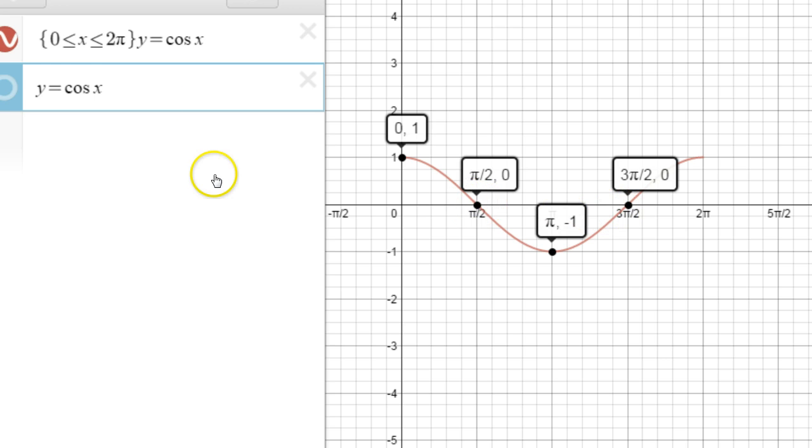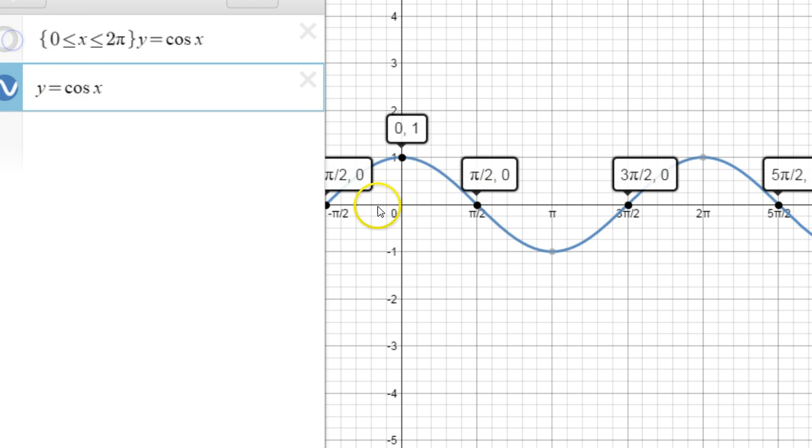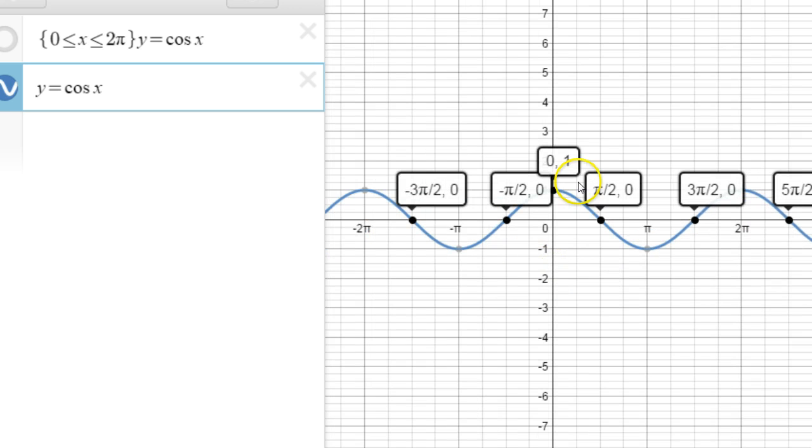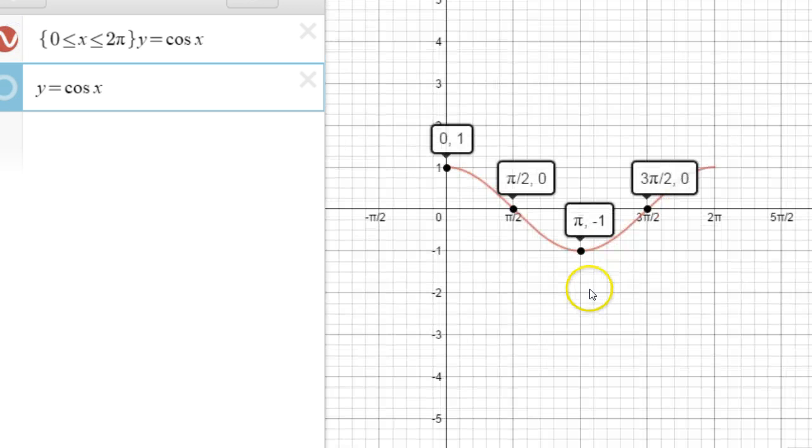Now, its x-intercepts, if we take a look at the bigger picture and zoom it out, are going to appear at every odd pi halves marker. So notice 5 pi halves, 3 pi halves, negative pi halves, negative 3 pi halves, negative 5 pi halves, and so on and so on. When we're looking at cosine, we're just looking at the x-intercepts being right there.